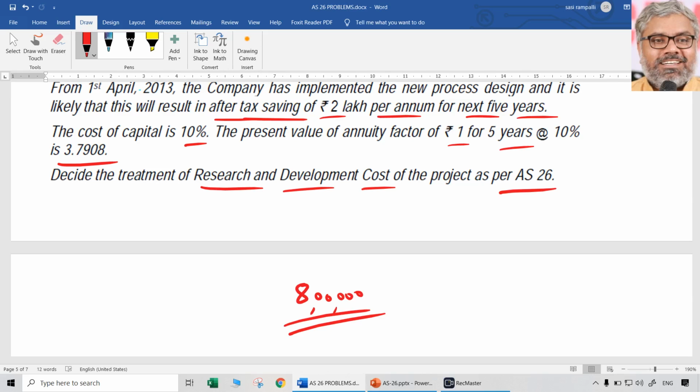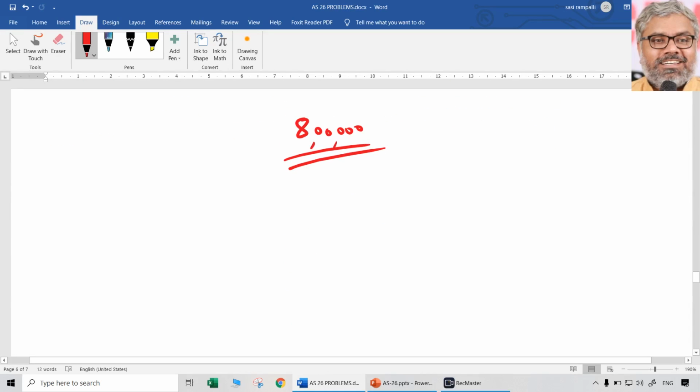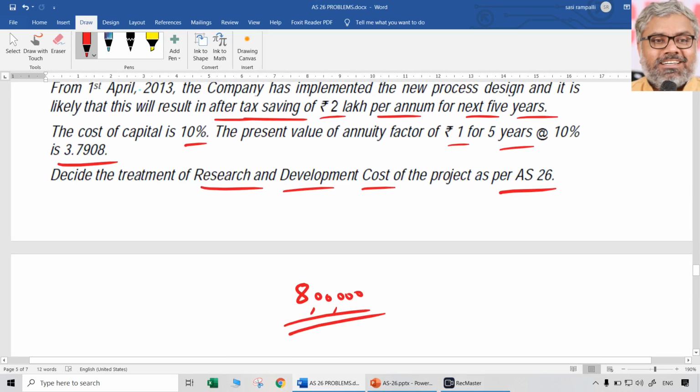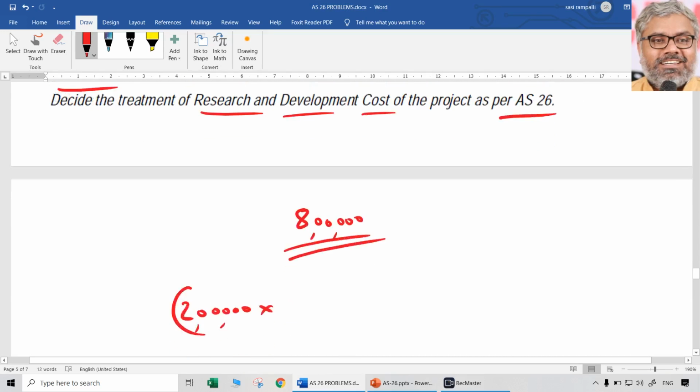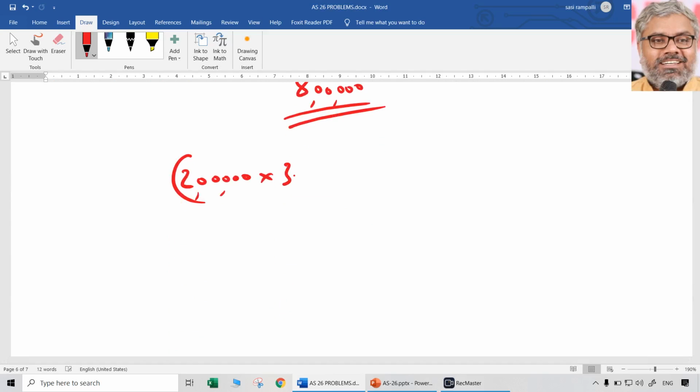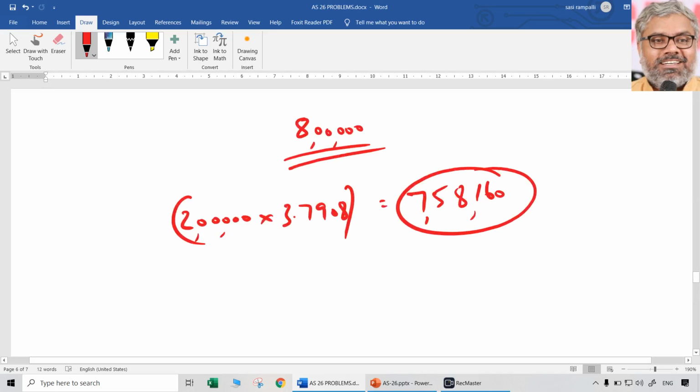So here, how much future economic benefits might be coming into the organization? After tax saving of 2 lakhs rupees per annum can be there, he says. So when 2 lakhs rupees per annum can be there, multiply with the annuity factor, because anyway that is going to be the same amount each year, 3.7908. So what is the present value of the future economic benefit? 3.7908 into 2 lakhs means how much? That will be 7 lakhs 58,160 rupees only. But cost was 8 lakhs.